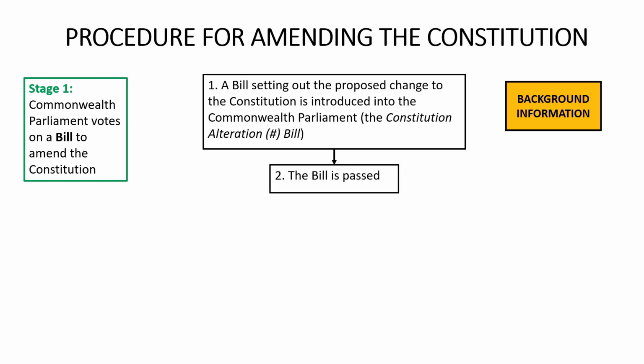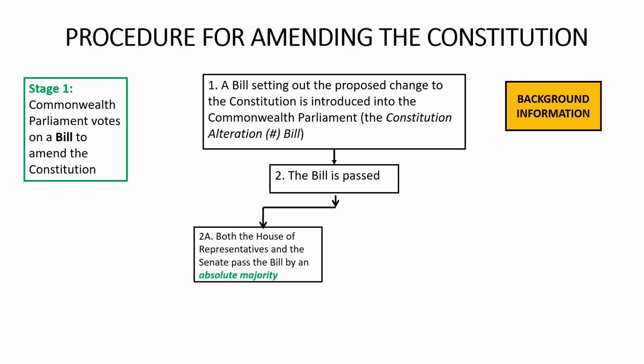There are two ways in which the bill can be passed by the Commonwealth Parliament. The first way is if both the House of Representatives and the Senate pass the bill by an absolute majority. An absolute majority is a different kind of majority from the majority that is required to pass an ordinary bill. Ordinary bills will be passed by a House of Parliament if they are passed by the majority of members who are present in the House at the time of the vote on the bill.